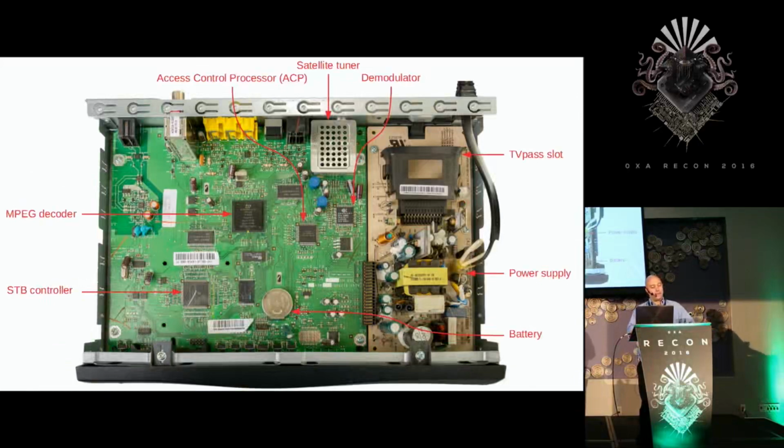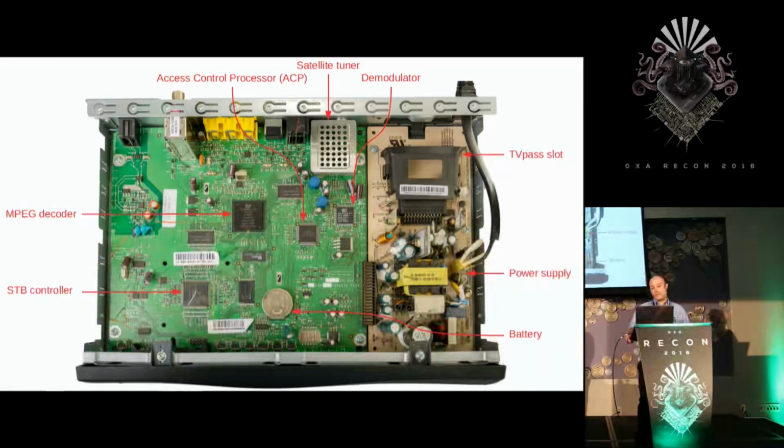Inside a set-top box for a satellite system, we can see the main components. The signal enters the tuner and is passed through the demodulator, which outputs a serial transport stream. The transport stream passes through the ACP, the access control processor, and is then sent to the MPEG decoder, which outputs the video signal to the TV.